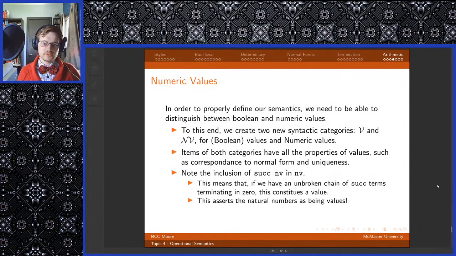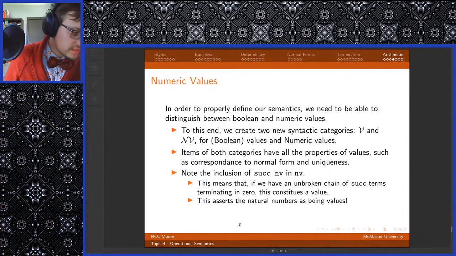So, in order to properly define our semantics, we need to be able to distinguish between Boolean and numeric values. To this end, we create two syntactic categories. Well, we reuse an old one and we create a new one: V and NV, for Boolean and numeric value. Items of both categories have all the properties of values, such as correspondence to normal forms and uniqueness. Note the inclusion of the successor of NV in NV. This means that if we have an unbroken chain of successor terms terminating in 0, that constitutes a value. This asserts the natural numbers as being values. So successor is defined in both T and numeric values.